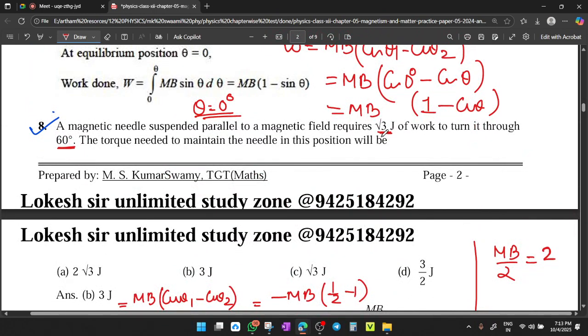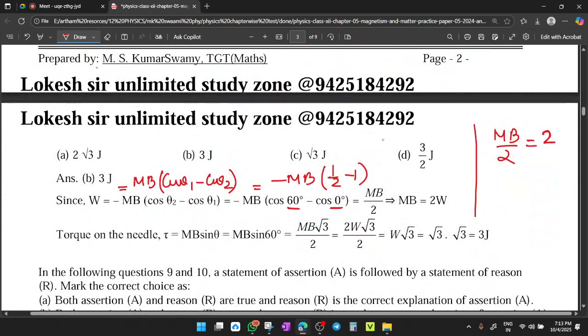How much is it given? Sorry, it is given root 3 joule. So root 3 equals MB by 2. MB by 2 is the amount of work done, right? So MB is equal to twice the work done.